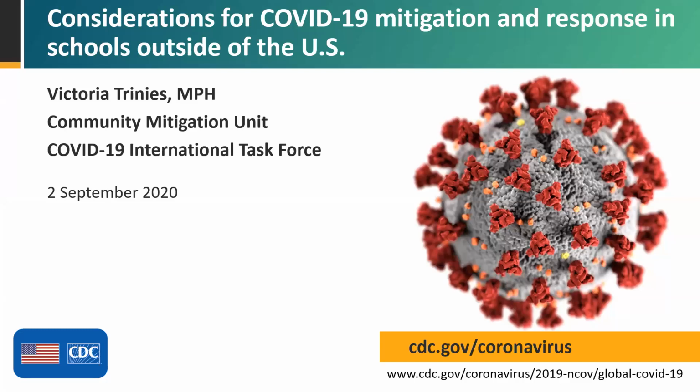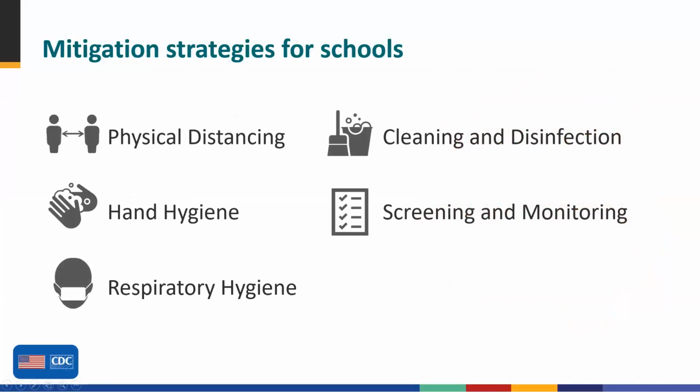Okay, great. So today I will be presenting CDC's consideration for COVID mitigation and response in schools outside of the US. We have not worked on any guidance for workplaces outside of the US, and so this talk will just be about schools today. CDC's mitigation strategy for schools includes 5 main elements that, when combined, can control the transmission of SARS-CoV-2. These include maintaining physical distance, performing hand hygiene and respiratory hygiene, proper cleaning and disinfection, and conducting screening and monitoring. I will describe specific actions that can be taken within each of these areas.